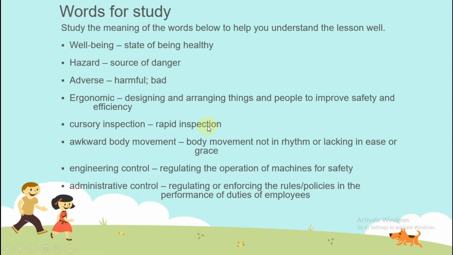Pas-pas nga pag inspection. Next is awkward body movement, which is body movement that is not in rhythm or lacking in ease or grace. Next is engineering control. They are the ones who will regulate the operation of machines for safety. Next is the administrative control. They're the ones who will regulate or enforce the rules or policies in the performance of duties of employees.